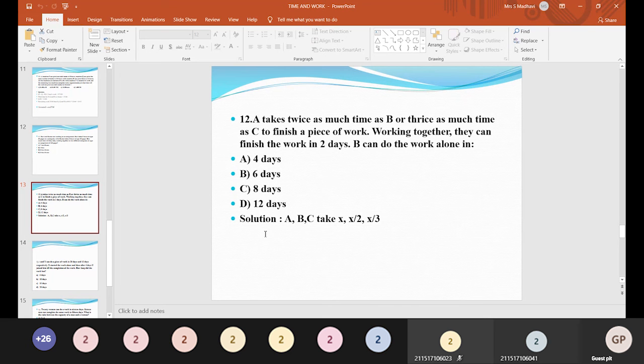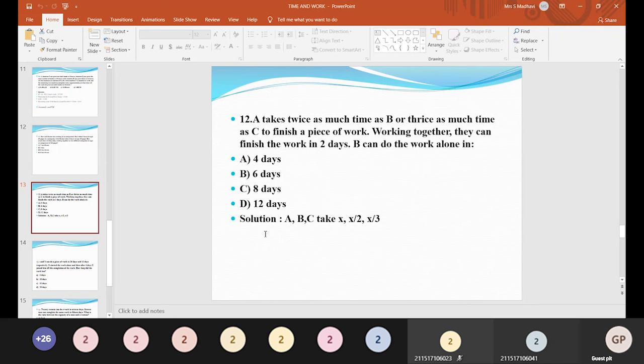For B it is 2 by x, and for C it is 3 by x. So now 1 by x plus 2 by x plus 3 by x. Working together, they can finish the work in 2 days. It is given that A plus B plus C together take 2 days, so 1 day's work is 1 divided by 2. Here 1 by x plus 2 by x plus 3 by x is equal to 1 by 2.